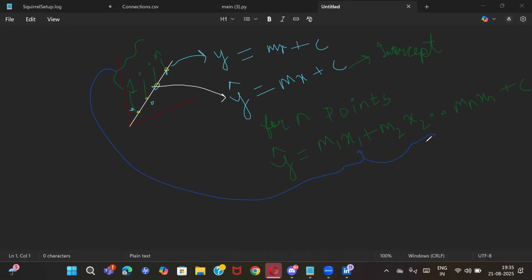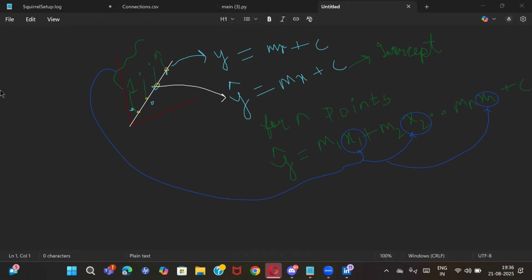You can see m1 x1, m2 x2, similarly up to mn xn. These are all the same data points which I am referring to, one dot dot dot, till the end points.